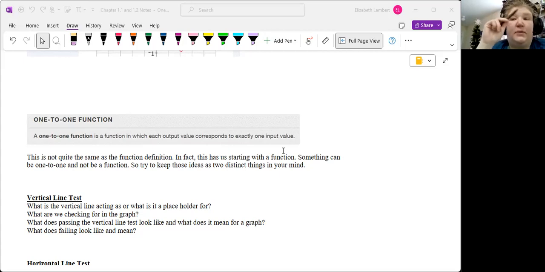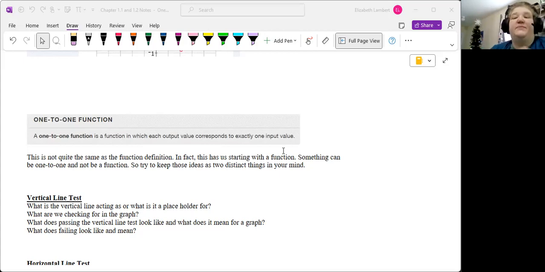So for each input, it will only go to one output. And then it says in which each output value corresponds to exactly one input value. So function means the input only goes to one output. One-to-one means the output only goes to one input. So that way, there's a one-to-one correspondence between inputs and outputs. Nobody's cheating on anyone.